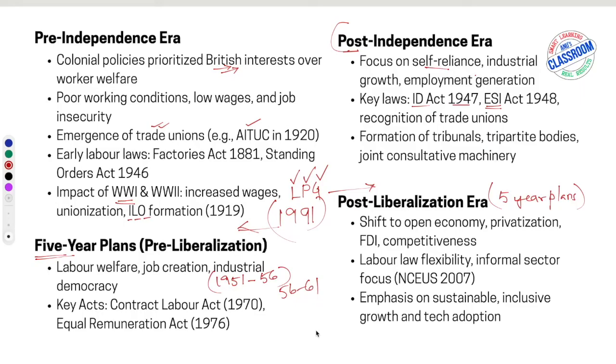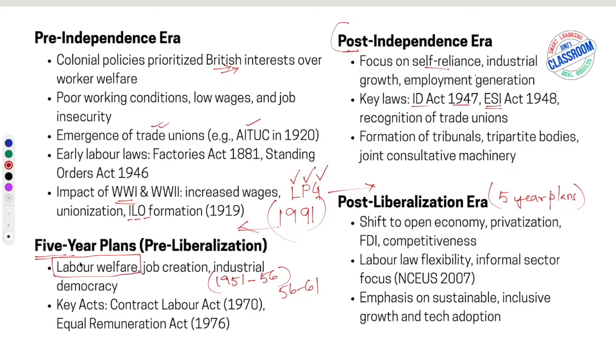This went a step ahead and introduced the idea of workers participating in management, right? Workers having a say in company decisions. Then came the third, fourth, and fifth 5 year plans. Each dealt with challenges like poverty, unemployment, and even economic slowdowns. In all these 5 year plans, labor welfare remained a priority.